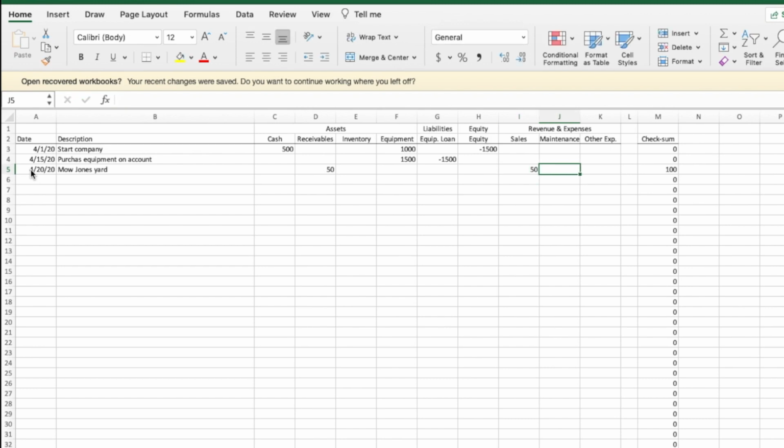So sales are coming as a negative because we have a receivable, which is an asset, as a positive. So our credit to sales is a negative. Once I get that fixed, it zeroes out that checksum. Now, that happened on the 20th.